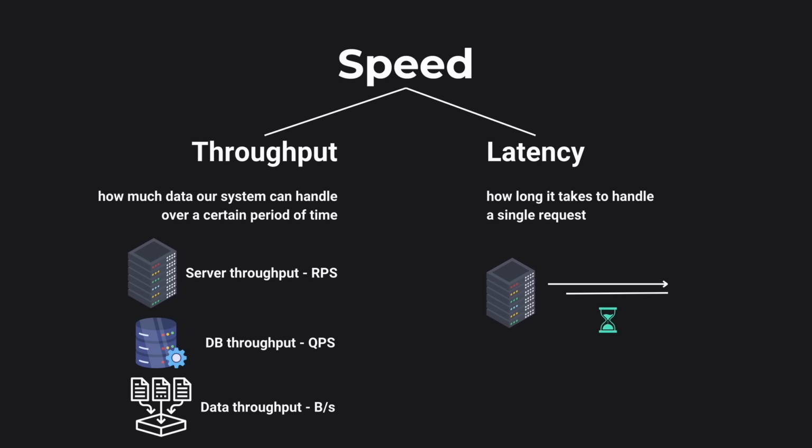On the other hand, latency measures how long it takes to handle a single request. It's the time it takes for a request to get a response. And optimizing for one can often lead to sacrifices in the other. For example, batching operations can increase throughput but might also increase latency.